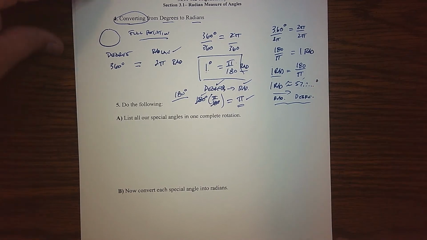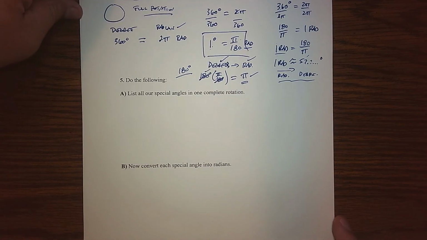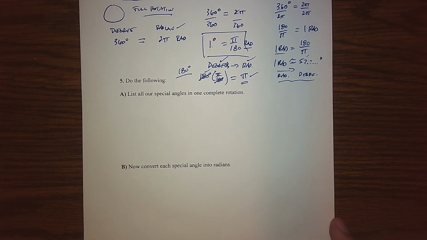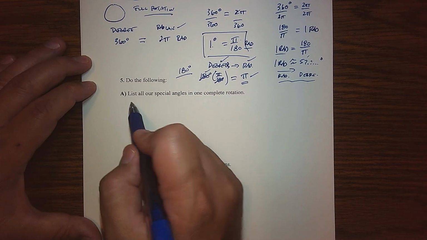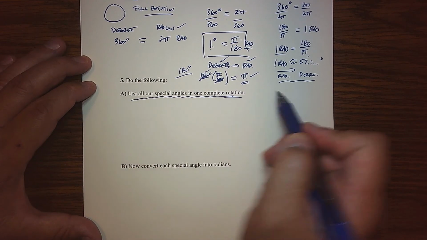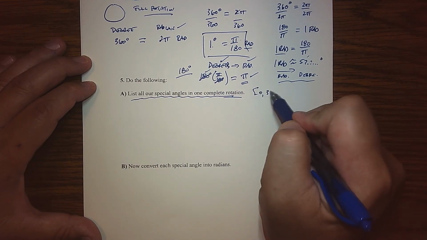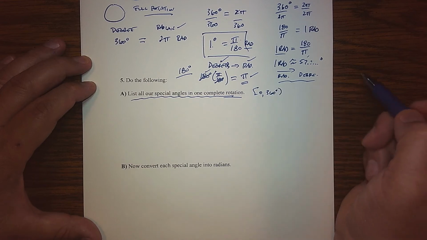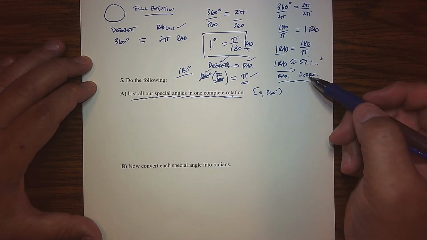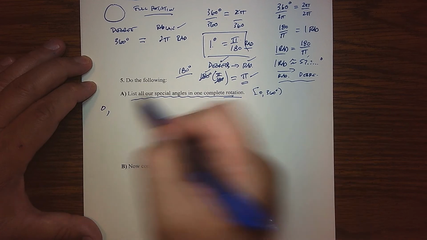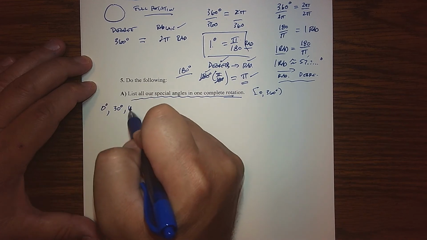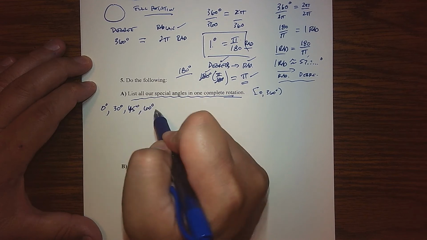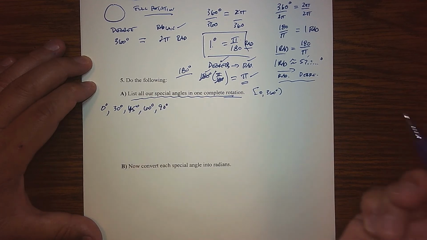I'm about 4 minutes into this, and I've got a lot of things to do. So before I cut away to a new video and do a bunch of math, I think we have enough time in this video to list our special angles in 1 complete rotation, from 0 to 360 degrees. So what are all our special angles? Well, we had 0 degrees, 30 degrees, 45 degrees, 60 degrees, and 90 degrees.